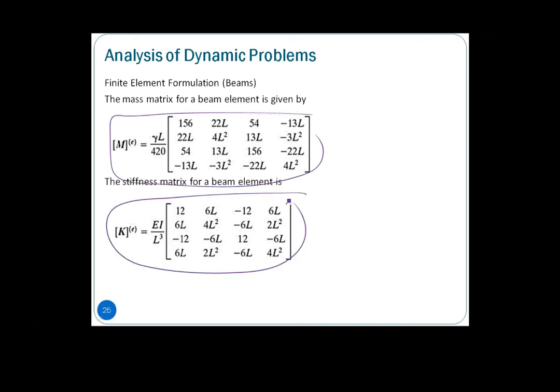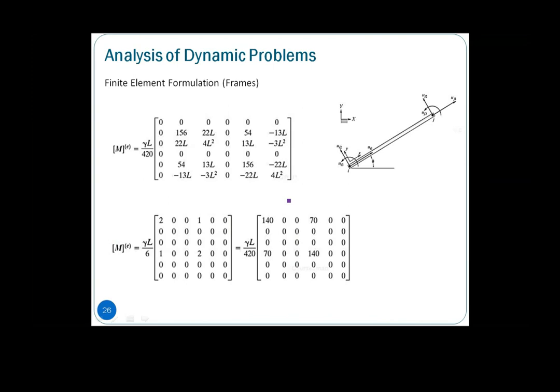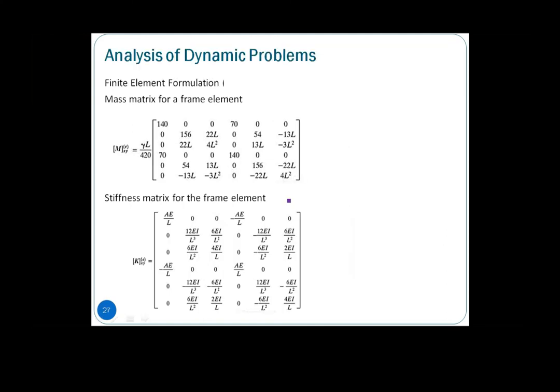So if we have K and we have M, then we can find the natural frequency and the mode shapes using that characteristic matrix. If you have frames, of course, we add the axial together with the transverse plus the rotations. So basically, it's a 6x6 matrix, and your mass matrix will combine the axial plus the beam itself.